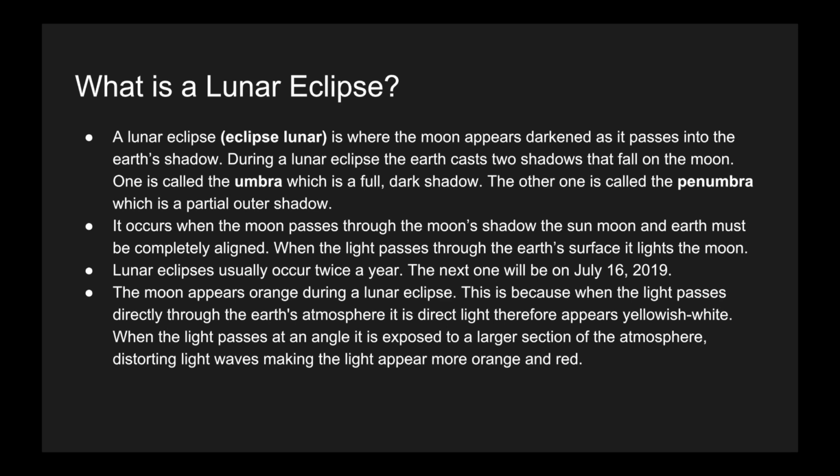So when the light passes through the Earth's surface, it lights the moon, usually in an orangish color. Lunar eclipses usually occur twice a year, and if you're looking out for the next one, it will be July 16, 2019. So keep an eye out for that.